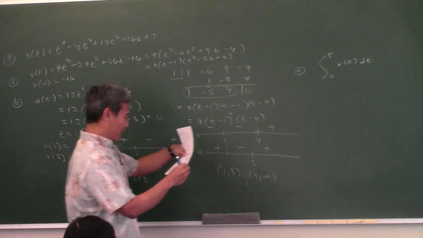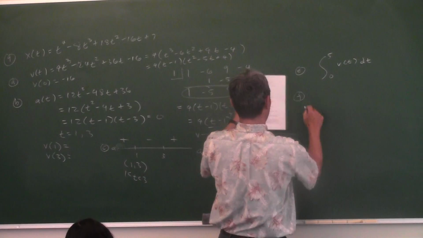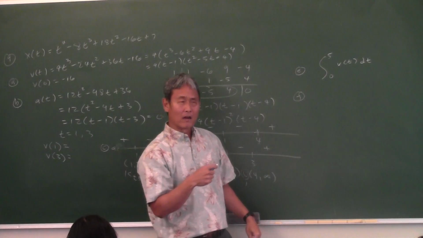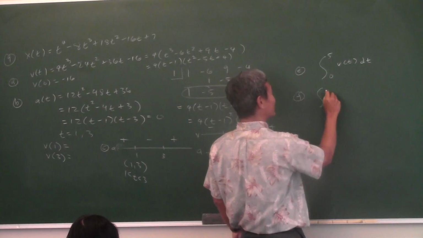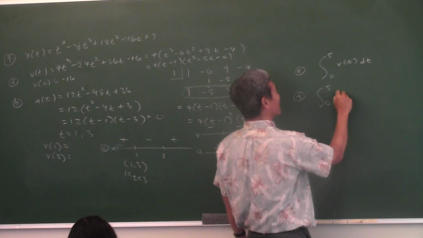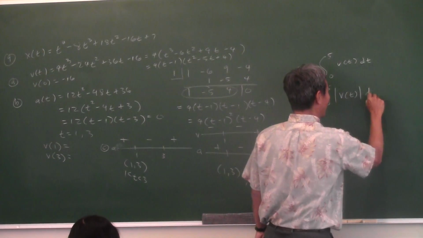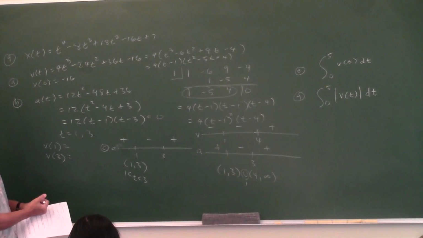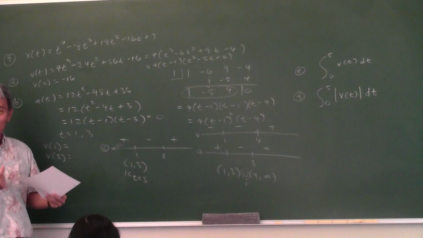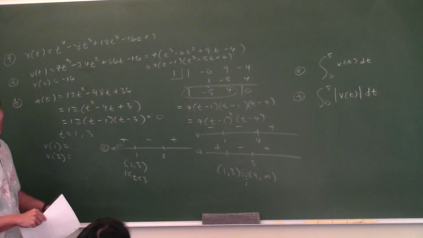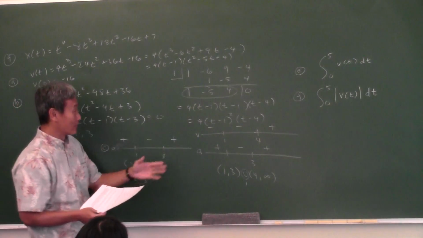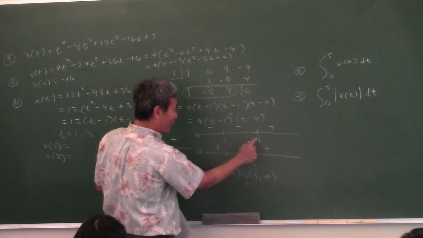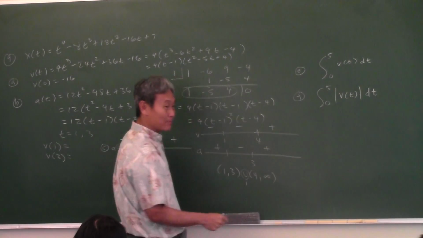Okay, F. Write an integral without absolute values that represents the total distance traveled from 0 to 5. Now, how do you find the total distance traveled? You integrate the absolute value of the velocity. I can't believe we don't know that. We just studied that. Okay, but it says without absolute value, so how do we take away the absolute value? You have to know when the velocity is positive and negative. You have to look at your number line. So from 0 to 1, the velocity is negative. From 1 to 4, it's negative, and then from 4 to infinity, it's positive.